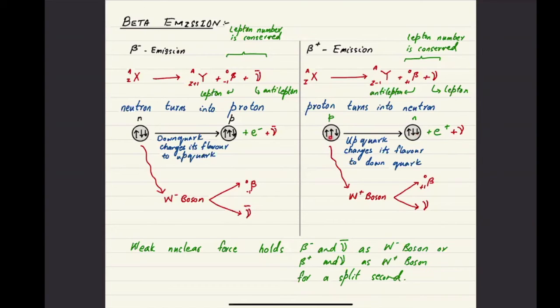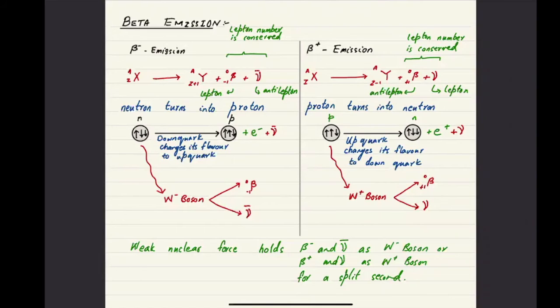But this can be interpreted in one another way, and that is that when a proton turns into a neutron, one of the quarks changes its flavor. That is, it was previously an up quark and it becomes a down quark. And when an up quark becomes a down quark, it emits a W plus boson, which is holding a positron and electron neutrino together for a split second. And then they break apart and they get emitted from the nucleus.